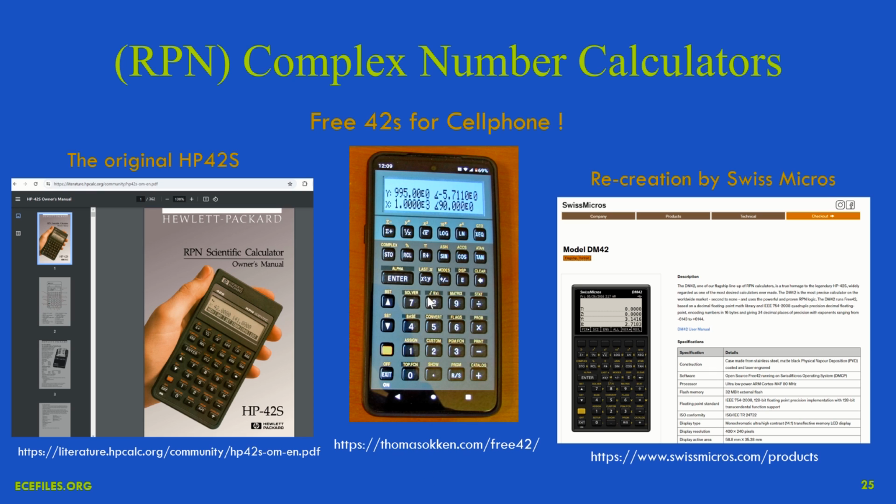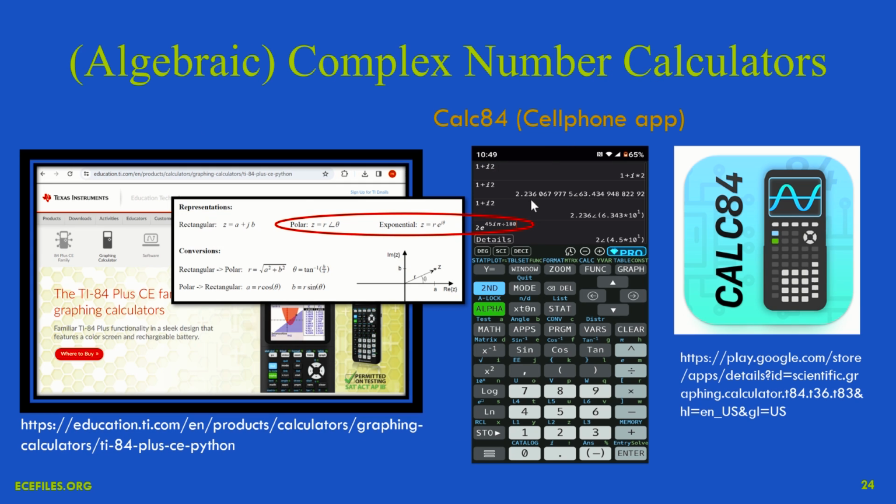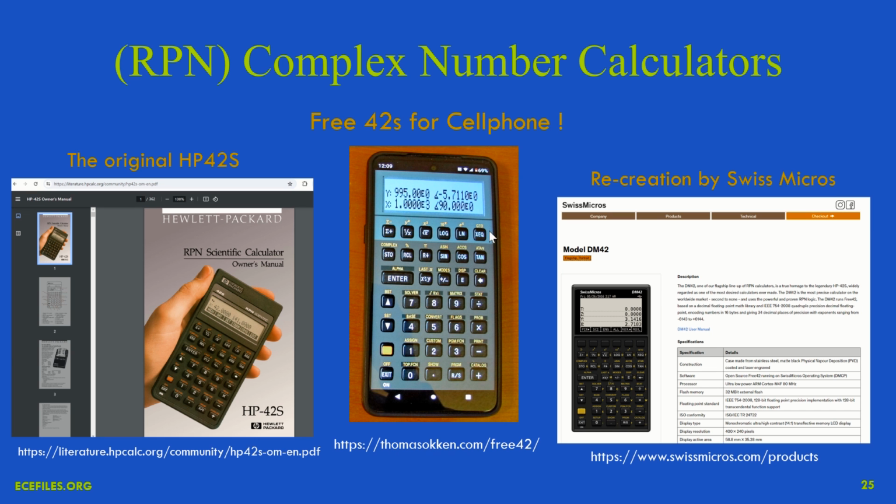It has a lot of advantages over the so-called algebraic calculators like the TI, but it does take some getting used to. Fortunately, there is a free version of this you can get for, this is my cell phone, and it's called Free42. So you can read about it at this link, but you could also just go to the Apple Store or the Google Store and download this thing.